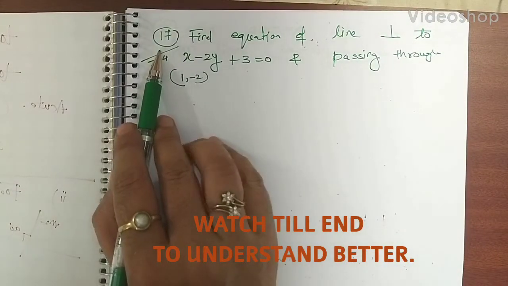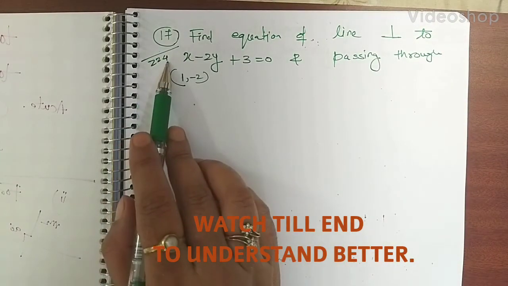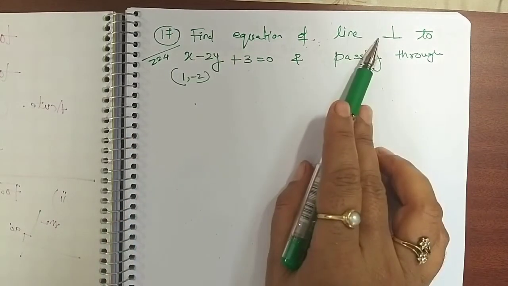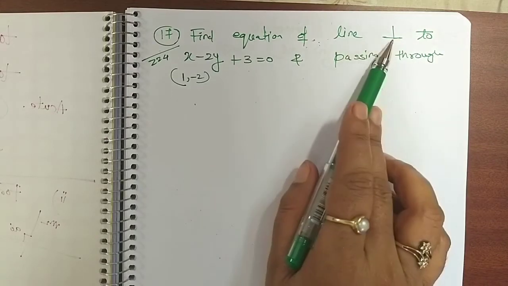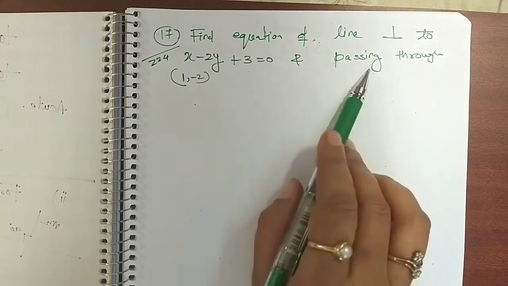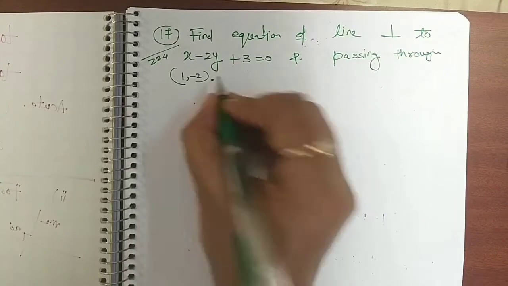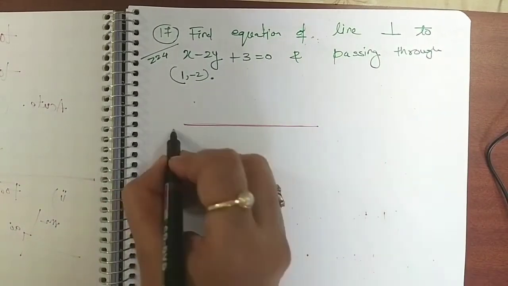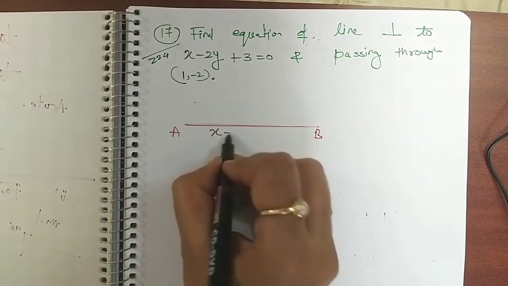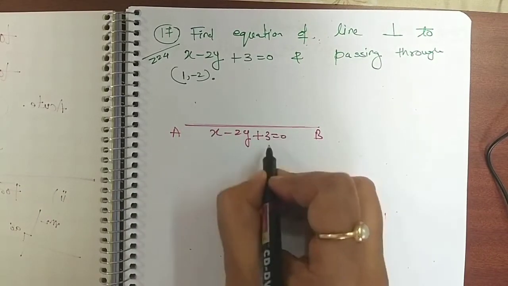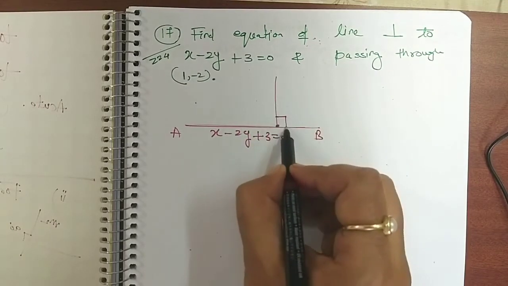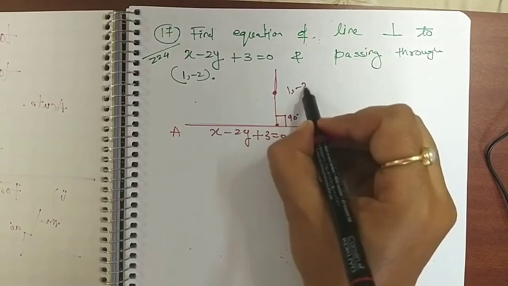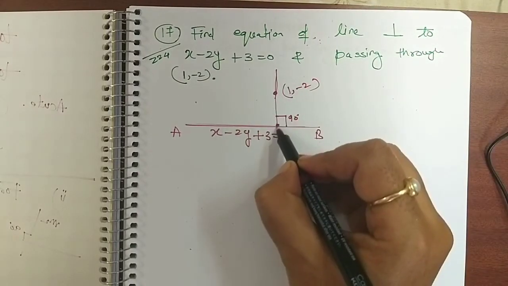Today we will see question number 17 on page number 224, NCERT class 11th straight lines chapter. They are saying find the equation of the line which is perpendicular to this line and passing through this point. They have given some line, suppose AB, and its equation is provided. There is some line perpendicular to this at 90 degrees, and this line is passing through this point. So you have to find the equation of this line.